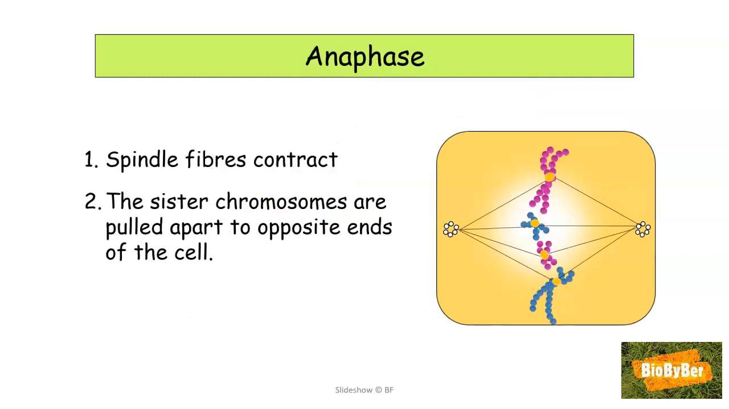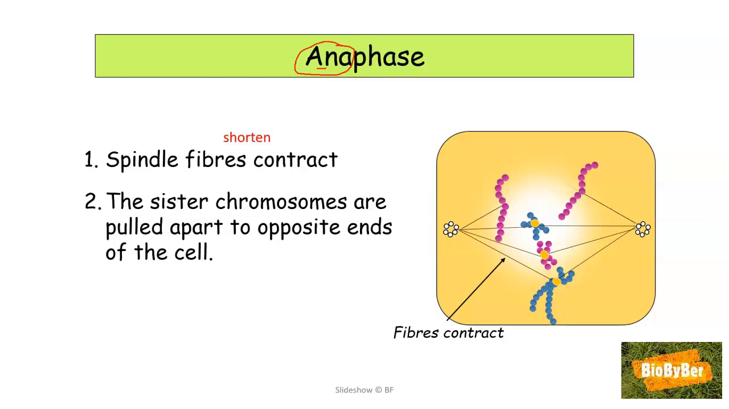The next phase is anaphase. Think of the Latin word annulment, an, to separate, to annul. So in this phase, the chromosomes are going to separate. How does this happen? Well, the spindle fibres will contract. I like to imagine them like a tug-of-war rope, and they will pull. So how this works is that they actually shorten or contract. When they shorten or contract, then the sister chromosomes will be pulled to the opposite sides of the cell.